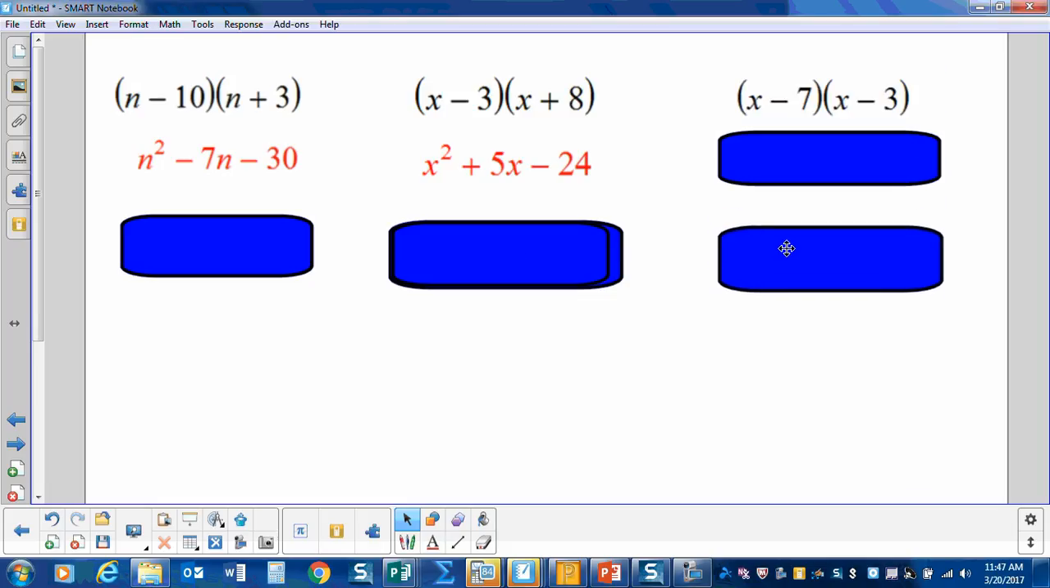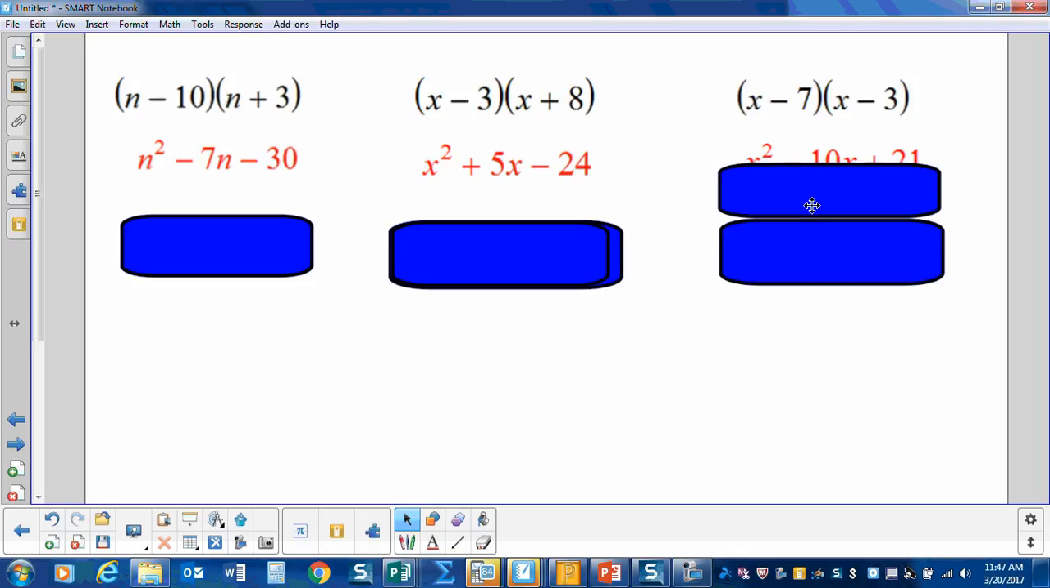In our last example, x minus 7 times x minus 3. So my middle term should be a negative 10x, and my last term should be a plus 21.